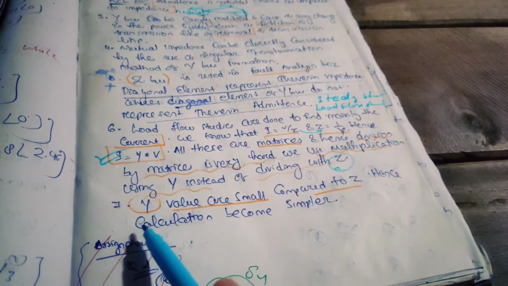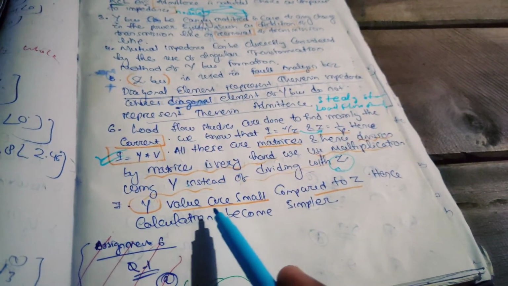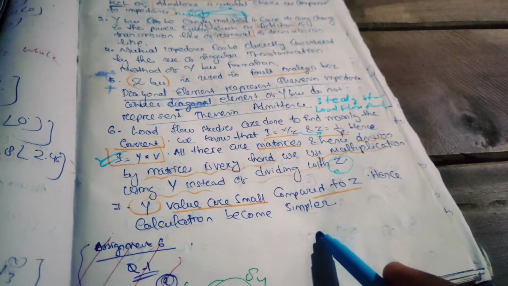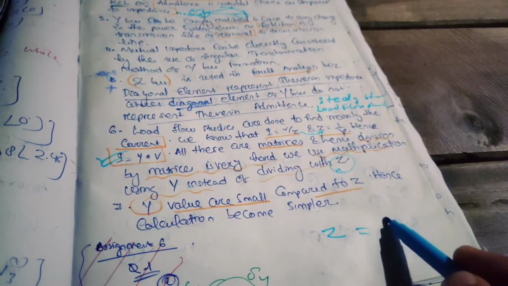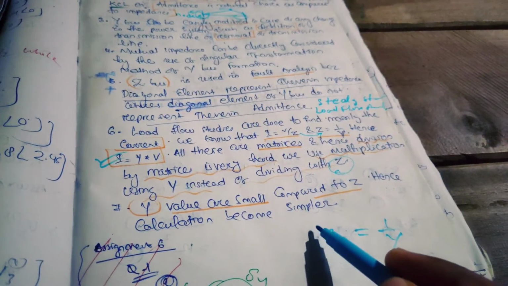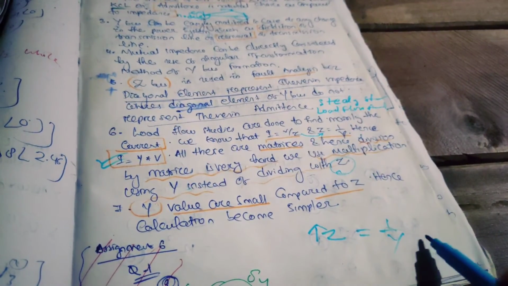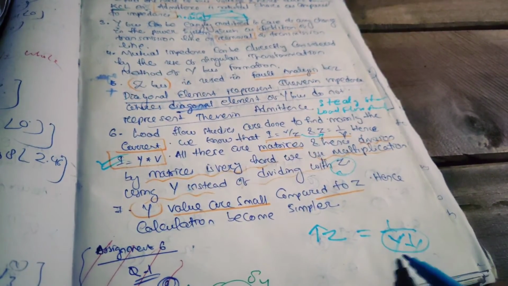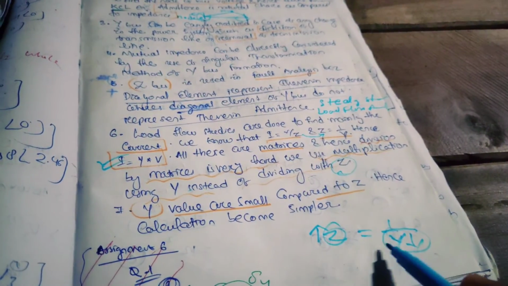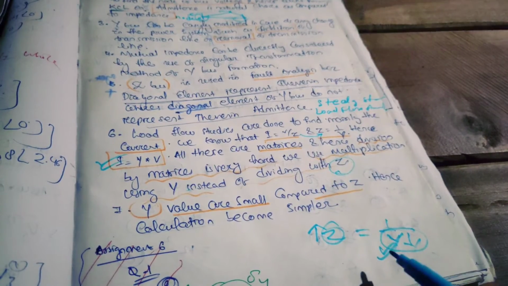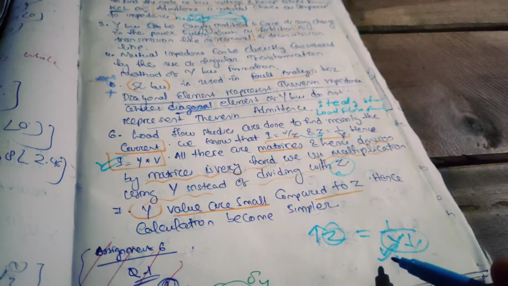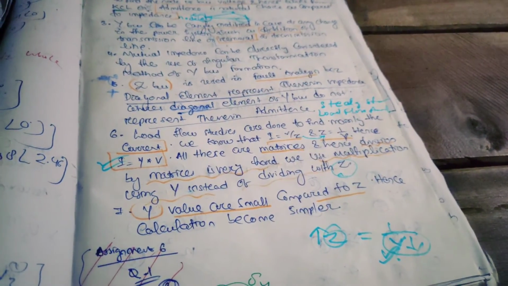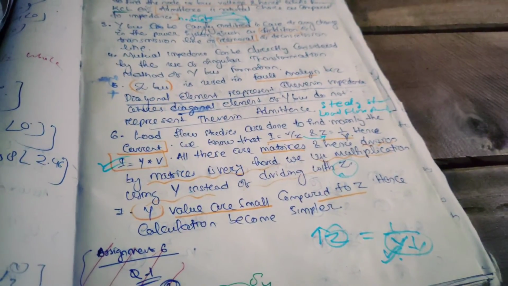Here the Y values are small compared to Z, hence the calculation becomes simpler. See here, the formula is Z equal to 1 by Y. So if Z is increased, that means admittance is decreased. So the value of Y is very small as compared to impedance. That's why it is very easy to calculate with our YBus matrix. So those are the 7 points of difference between the YBus matrix and the impedance matrix.